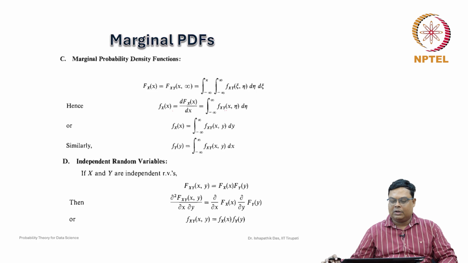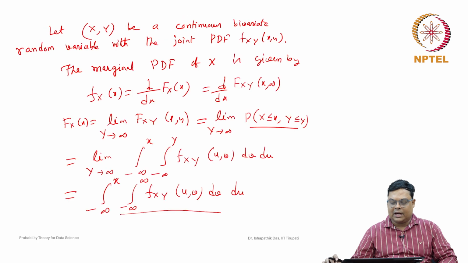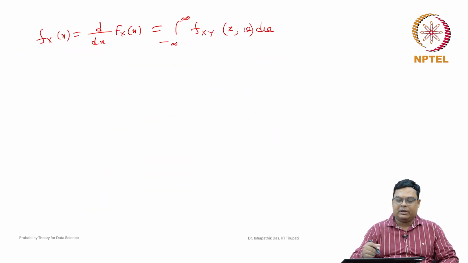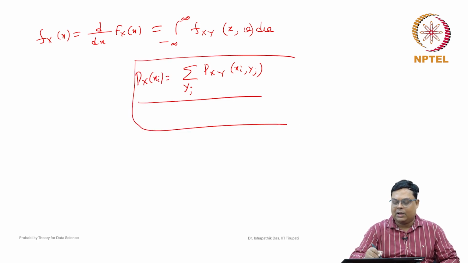So, that means, without going through all this complexity, if you can understand how we found it in the discrete case. In the discrete case we found f_{X,Y}(x_i, y_j); fixing x_i, if you take the sum over the other variable, we find the marginal density function of x, whenever x is discrete.